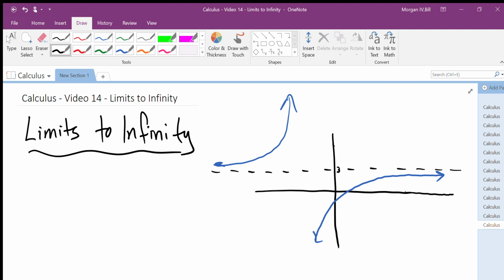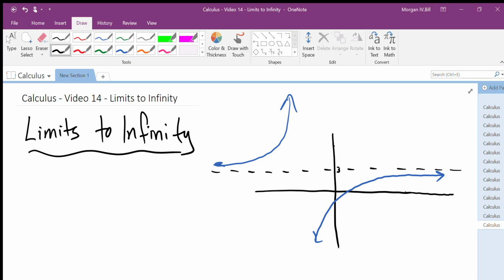Calculus video 14, limits to infinity. We are looking at what happens to the function value, to the y value now, as the x value goes either towards positive infinity or to negative infinity. So I have a drawing here. It looks more like a rational function probably.